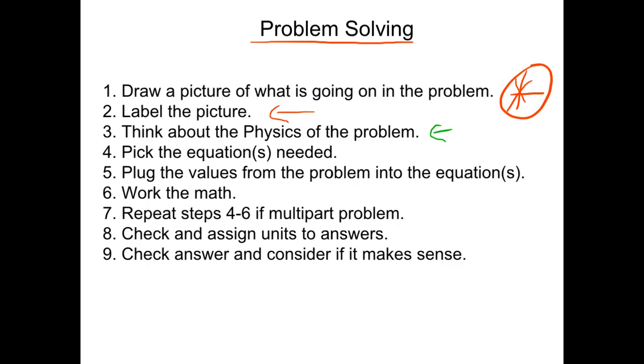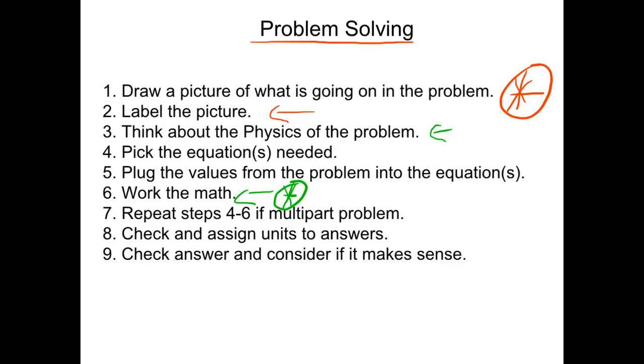Step four: pick the equations needed. Maybe one, maybe two, maybe three, depending on how complex the problem is. Step five: plug in the values that you find from the problem that you labeled on the picture. Plug them into the equation or equations. Step six: work the math. This is the easiest step of all. This is plug and chug. You shouldn't focus any of your time here. It should just flow out quickly.